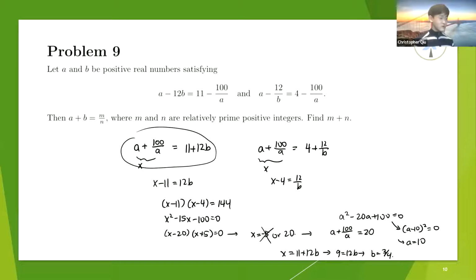So now we've calculated both a and b. And so we can find what a plus b is. In this problem, we have a plus b is equal to 10 plus 3/4, which is 43/4. And what we want to find is m plus n, which is 47. So that's our final answer.